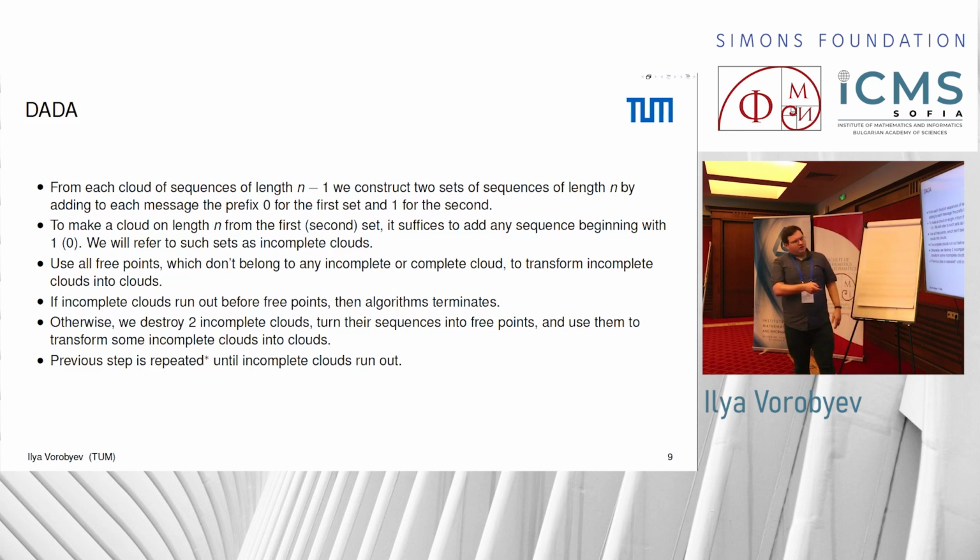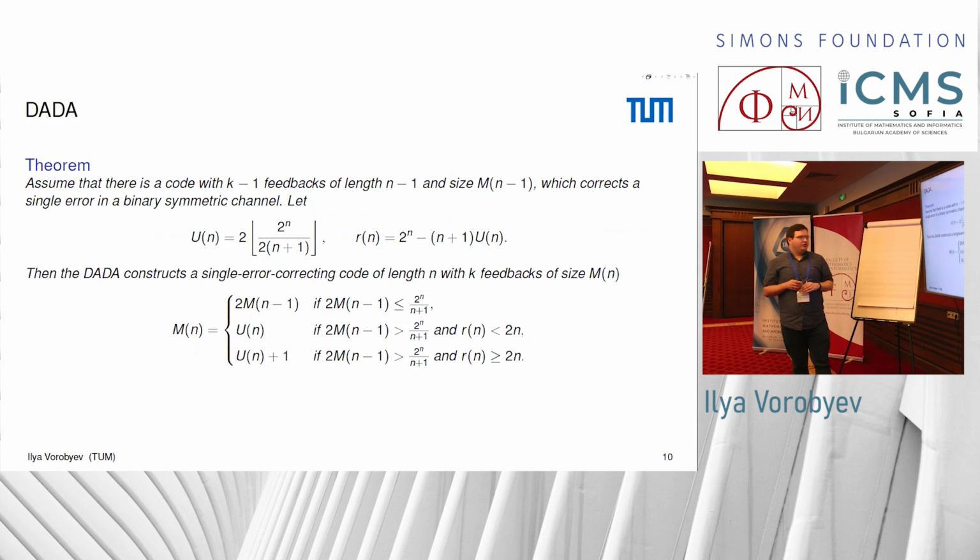So this idea gives us the following theorem. If on length n-1 we had a code of size M(n-1), then the new size of the code is expressed with this formula. If the size of the previous code was small enough, it just doubles. And if it's close to the Hamming bound, 2^n over n plus 1, then it equals u(n) or u(n+1), where u(n) is just the maximal even number which is at most the Hamming bound.